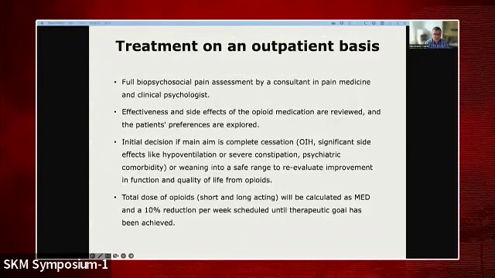So the standard treatment would be on an outpatient basis, where we see them with a biopsychosocial pain assessment. Then we try to review why they are on opioids, if they're doing what they are supposed to do, if they have plenty of side effects.